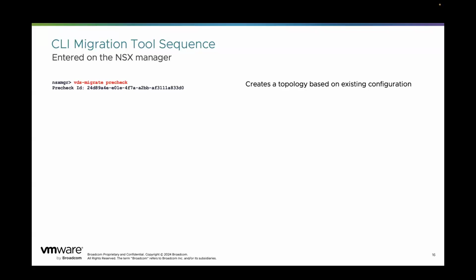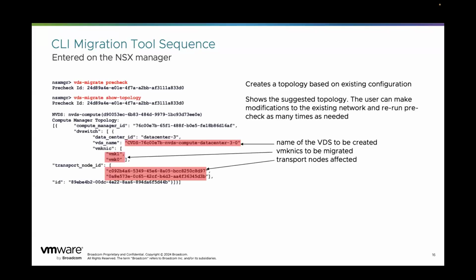So the pre-check. I'm on the CLI of the NSX manager. I run my pre-check and I get an ID, a nice UUID. We love UUIDs here. That says we've created a topology for you, and you can show this topology using the command VDS migrate show topology. This is not super user-friendly, but the information you're interested in is the name of the VDS it's going to be creating automatically for you. You could potentially change this, but it's super complex at that stage. What I recommend is that you just go through your migration and then edit the name in vCenter. It's super simple this way. Just bear with the name that the tool has created for you during the migration.